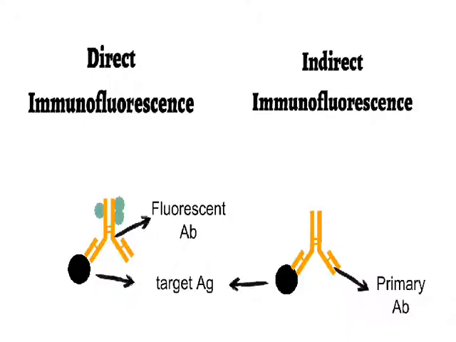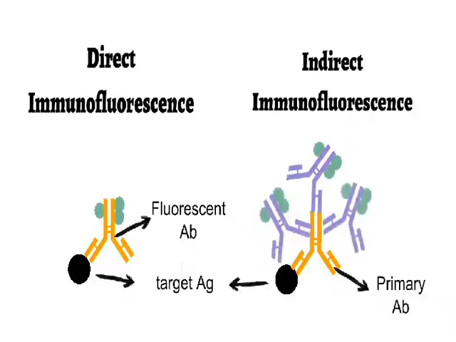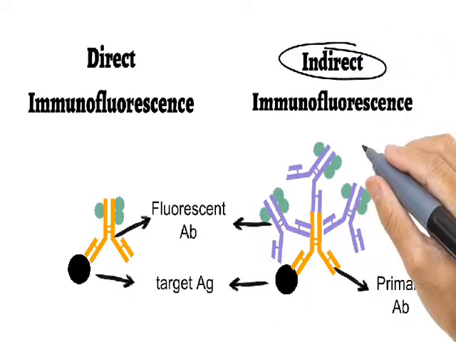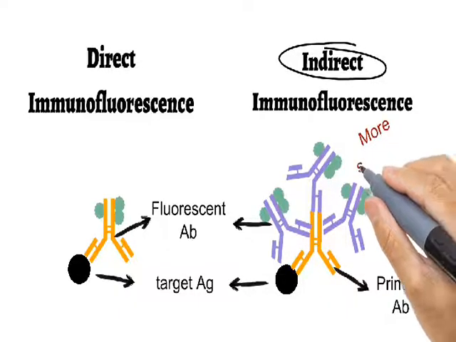And after its binding, secondary fluorescent antibodies against the primary antibody are allowed to bind to it. So in this case, the fluorescent antibodies bind to the target molecule, the target antigen, indirectly, that is through the primary antibody, and that's why this technique is called the indirect method. This indirect method is more sensitive than the direct one.